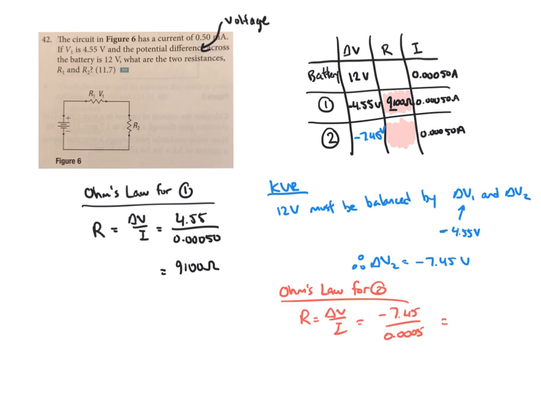So that's giving me 14,900 ohms. I'm just going to underline 2 sig figs for that because in my current I was given 2 sig figs. All right, so that's how I would do question 42 from the textbook. Okay, then they get more complicated.